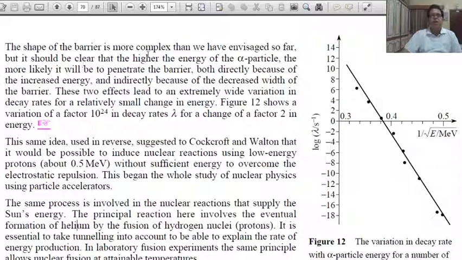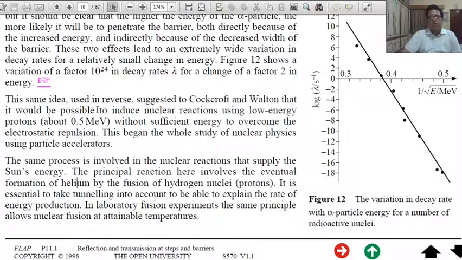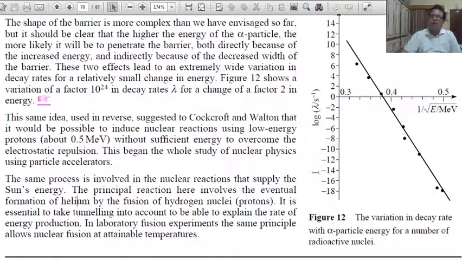The shape of the barrier is more complex than we have seen in the graph. Okay. So the variation of decay rate with alpha particle energy for a number of radioactive decays, you can plot log lambda per second, that is, s inverse, against 1 upon under root E, then this graph is like that.